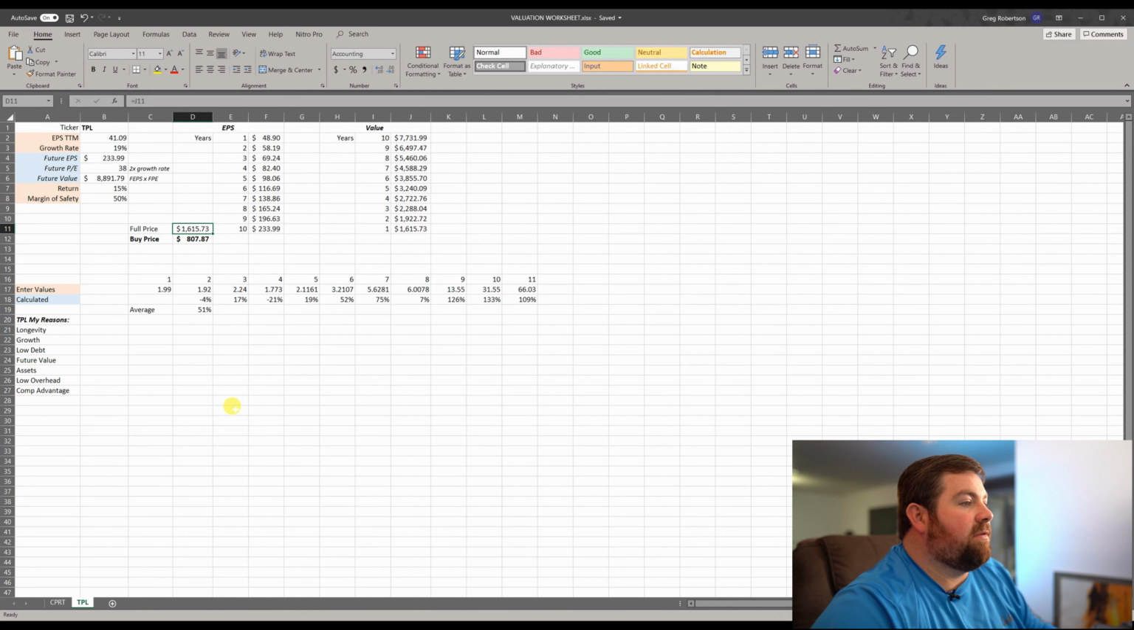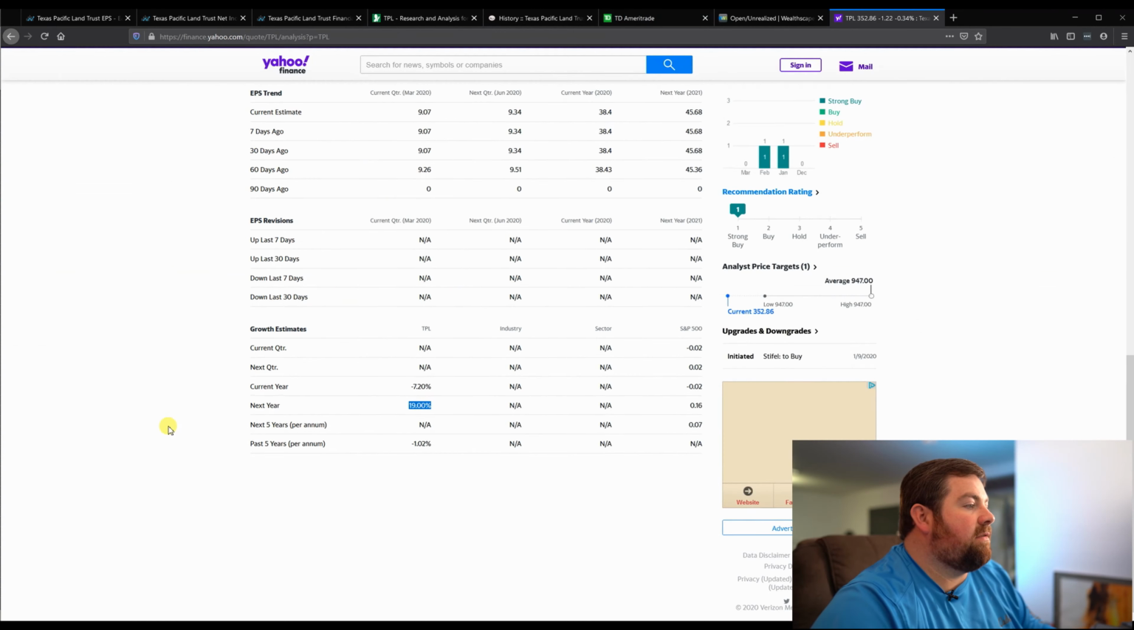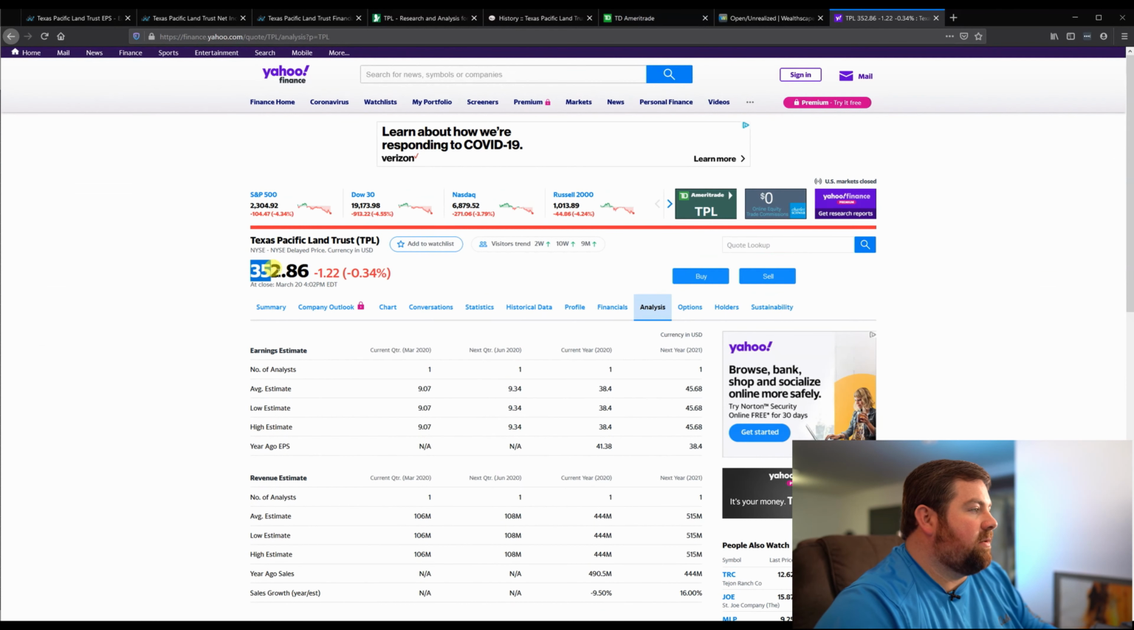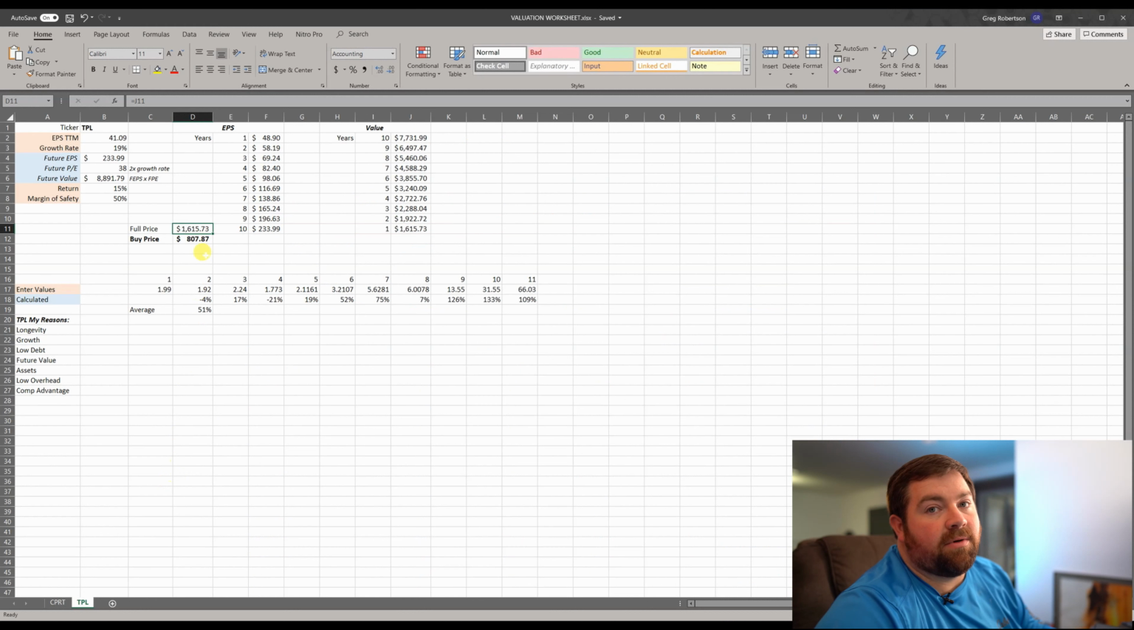1615.73 to be exact. And if we go look, this thing is selling for 352. So it's selling for less than 25 cents on the dollar right now, close to 20 cents on the dollar.